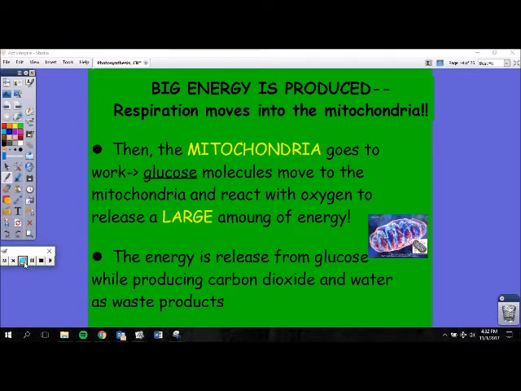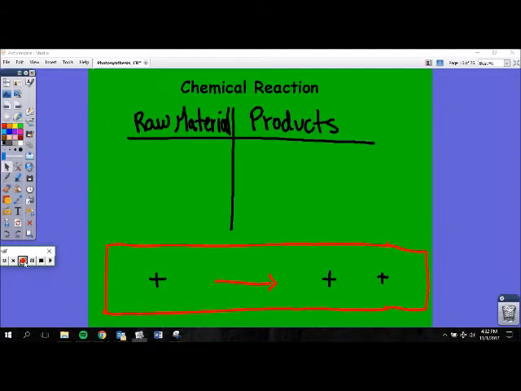Glucose molecules will move to the mitochondria, react with the oxygen that the animal takes in, and release a large amount of energy. When that energy is released from the glucose, it's also going to produce carbon dioxide and water as waste products that will then need to get out of the cell. Cellular respiration, like photosynthesis, is a chemical reaction also. It has its raw materials, and it does have products.